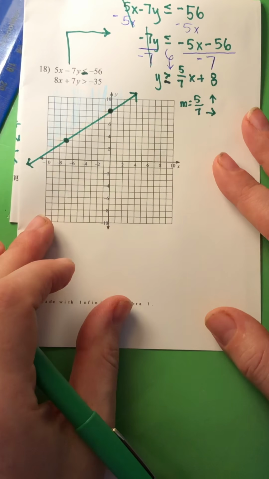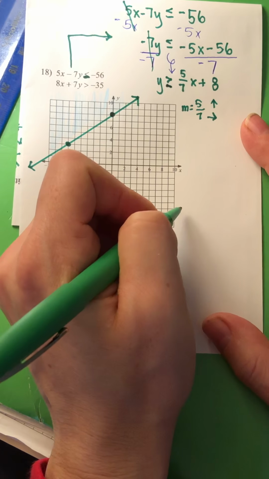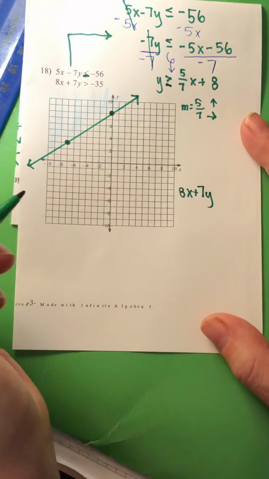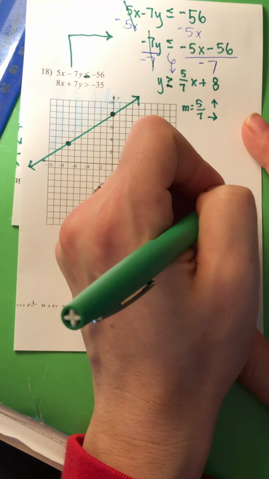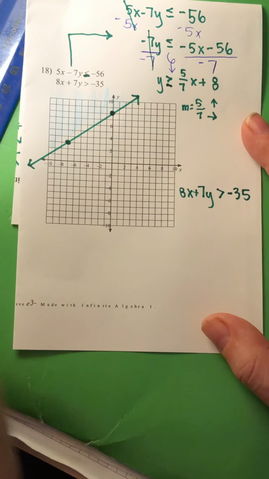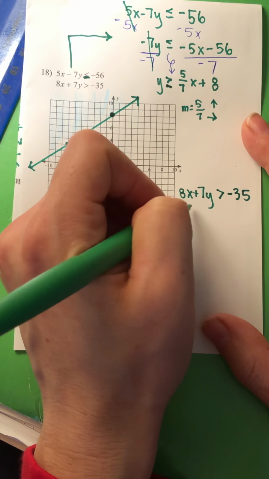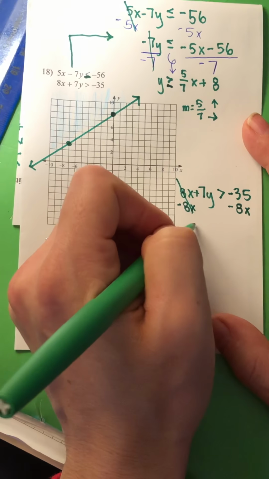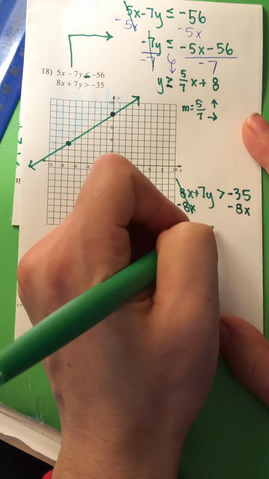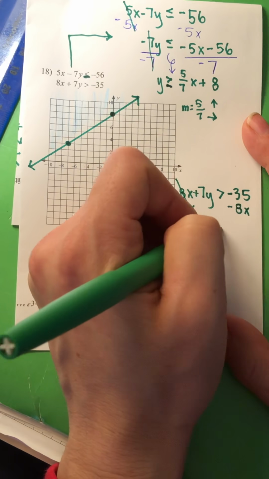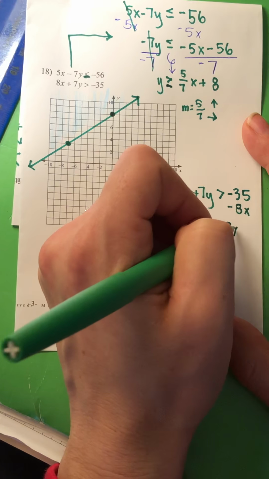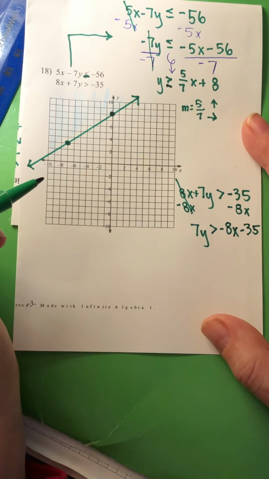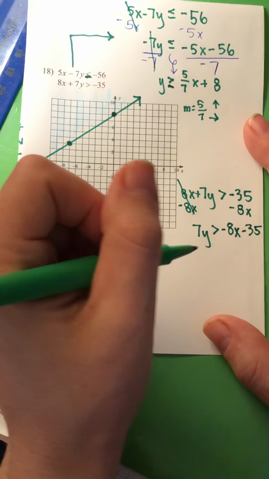All right, why don't I do that down here? So 8x plus 7y is greater than negative 35. Okay, get rid of my x term. That makes 0. I'm left with a positive 7y is greater than. Again, these are not like terms, and because of mx plus b form, I like my x term first. Divide both sides by 7.